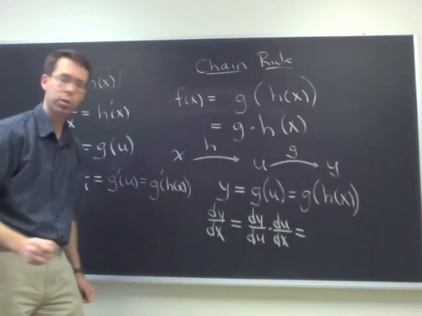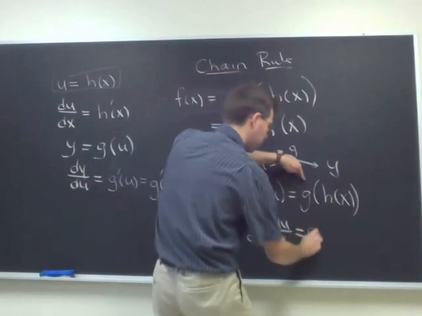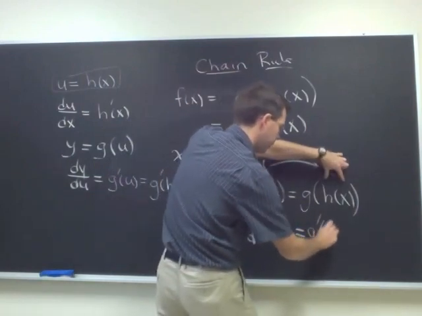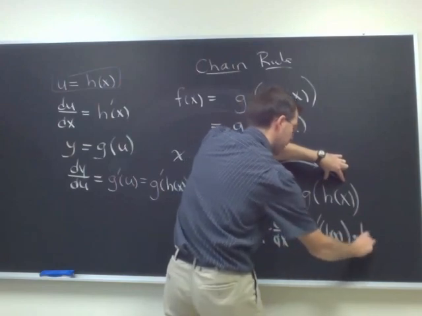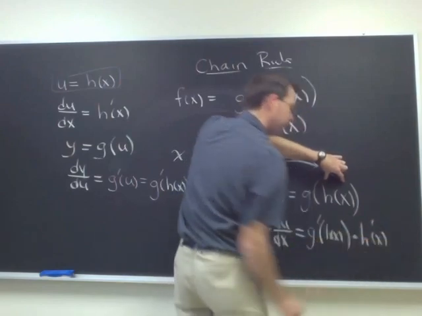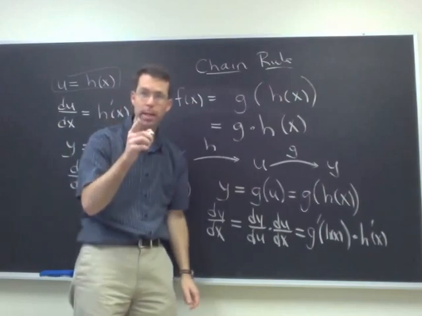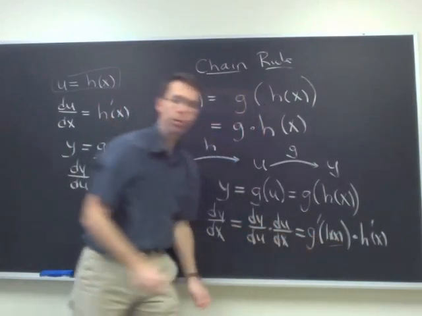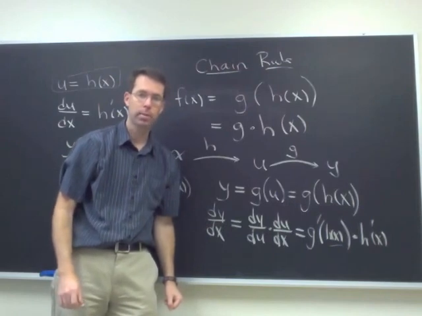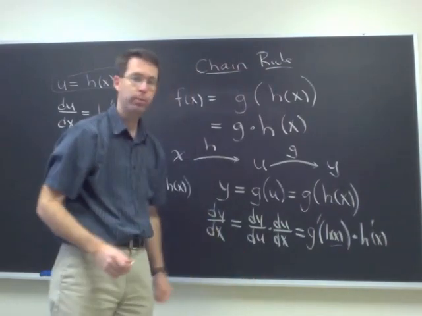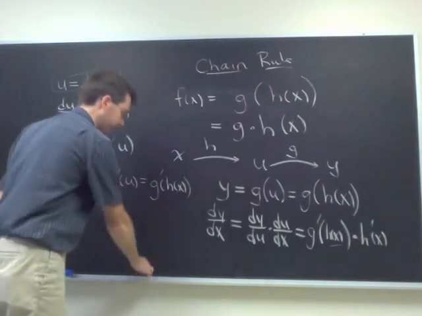In the language of functions, that says take g prime, but still evaluate it at h of x, times h prime of x. The most common mistake is that students want to put the derivative inside of g prime, but that's not correct. Okay, so what we'll do is we'll look at some examples of this.